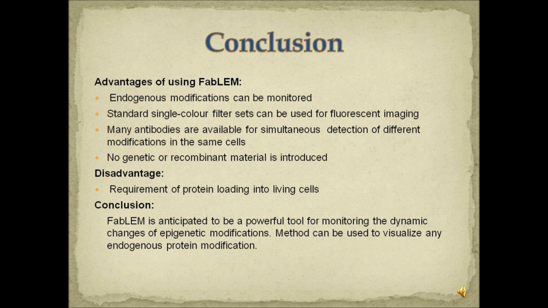Besides FabLEM, real-time measurements of protein modification levels in living cells can also be achieved using FRET-based sensors. Although a direct comparison of these two methods has yet to be made, FabLEM generally has the following advantages. 1. Endogenous modifications can be controlled. 2. Standard single-color filter sets can be used for fluorescent imaging.